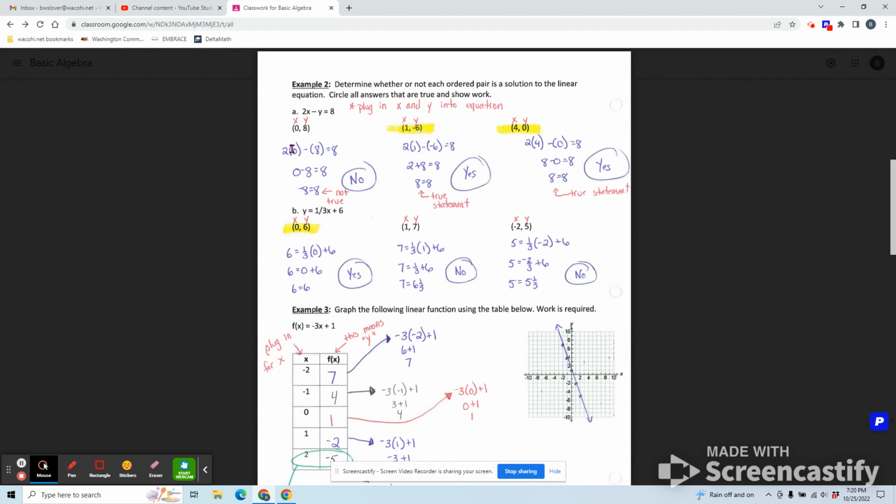So once they're plugged in, once I do this substitution, I'm going to go ahead and follow the order of operations, do multiplication first, and then subtraction. So -8 does not equal 8. So that's not a true statement. That's why I wrote no.